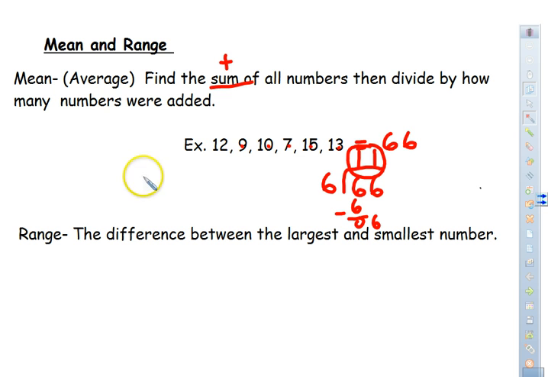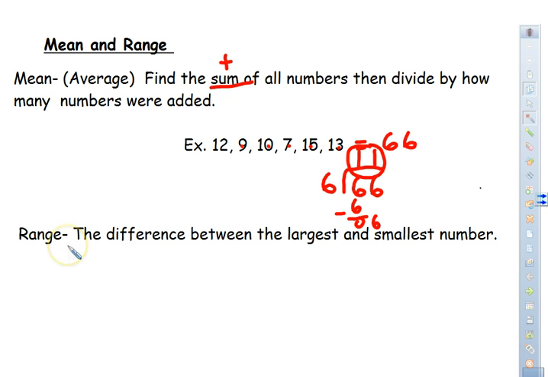Okay, so once again, you're going to add all the numbers together, which we got 66, and then we count 1, 2, 3, 4, 5, 6 numbers, and that's what you're going to divide by. Sometimes you'll get a whole number, sometimes you'll get a decimal or a fraction or mixed number. So not always will you get a whole number for an answer.